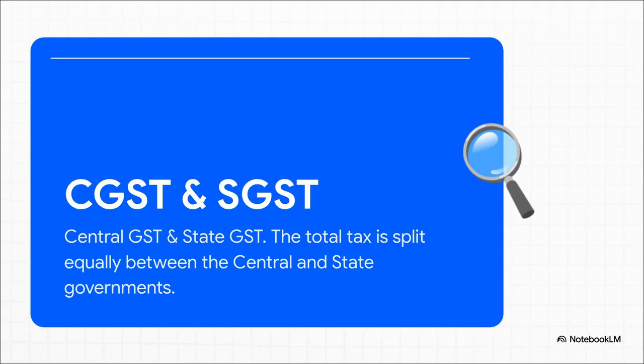And here we are, the main event, CGST and SGST. This is the answer to our original question: what do these letters mean? Well, they're just the two halves of the total tax you pay. It's super simple, really. The C is for central, so that money goes to the central government. The S is for state, so that money goes to the state government. The total tax is literally just split 50-50, right down the middle.